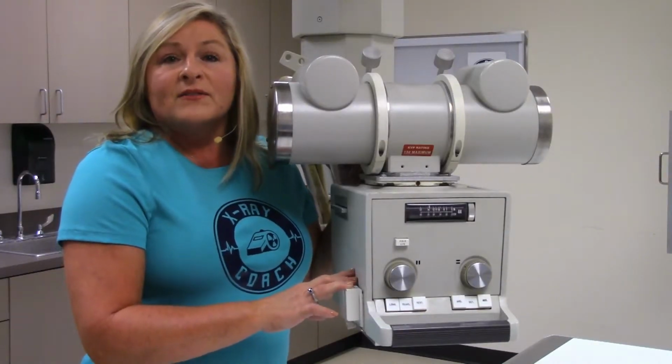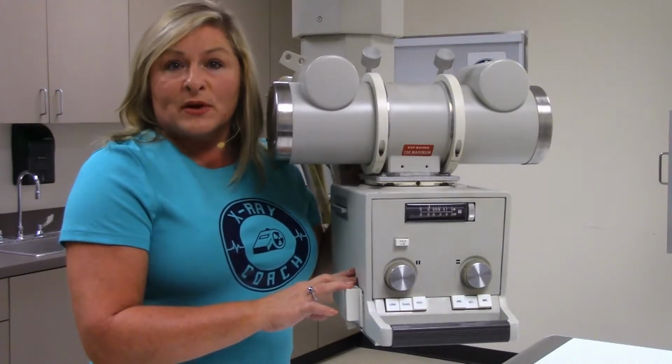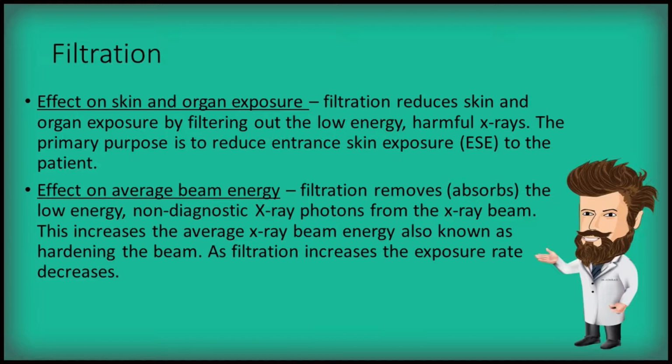So now let's talk about filtration and how it affects skin and organ exposure. Filtration reduces skin and organ exposure by filtering out the low energy, harmful X-rays. The primary purpose is to reduce entrance skin exposure to the patient. The effect that filtration has on the average beam energy is that filtration removes or absorbs the low energy, non-diagnostic X-ray photons from the X-ray beam. This increases the average X-ray beam energy, also known as hardening the beam. As filtration increases, the exposure rate decreases.